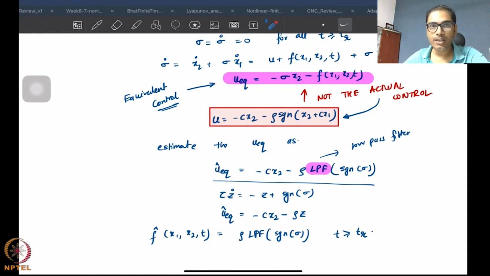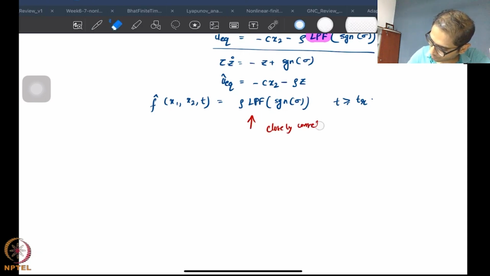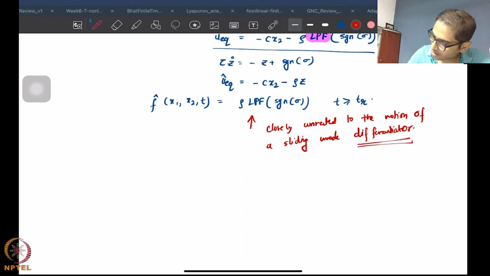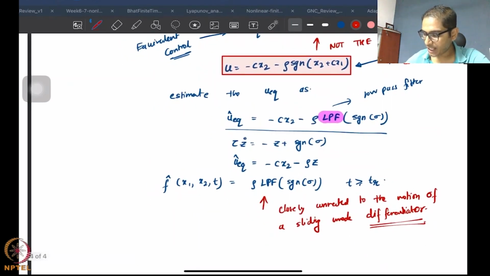Because of lack of time, we are not going to get into that, but this is very closely connected to the notion of a sliding mode differentiator. It's a very nice way of obtaining a differential, or in fact obtaining any disturbance signal.